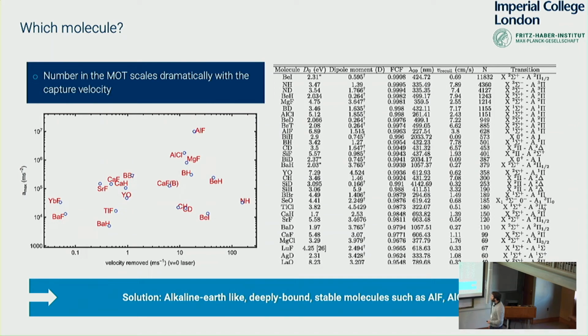So when I started, we basically just made a big list of molecules that look kind of promising. And a nice way to plot it, I thought, was the maximum peak acceleration as a function of the velocity removed for a single laser. So this axis gives you an idea of how good the Franck-Condon factor is, and this axis gives you an idea of what kind of capture velocity we can expect in the MOT, and also how long the slowing distance is. You can see there's one that peaks out here, AlF. Also aluminum chloride and magnesium fluoride look very promising.